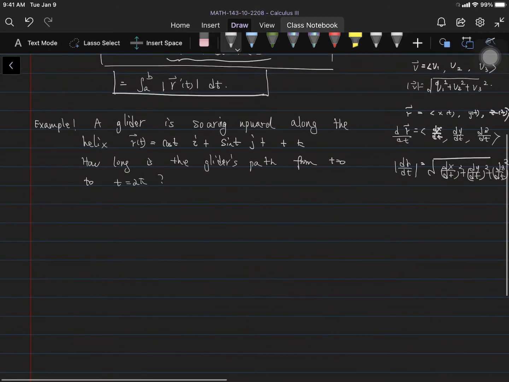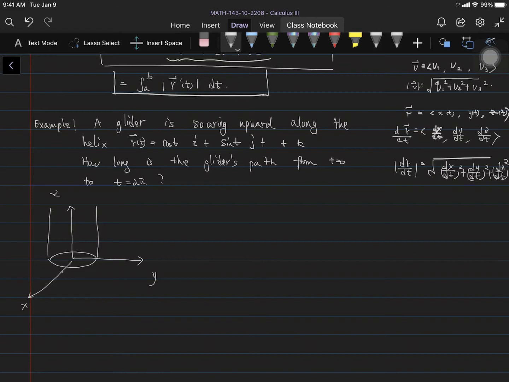If I draw the graph of this one, you can take a look. That is the helix. It moves along here, from 0 to 2 pi, and the next is going up, something like this. What's the length here?